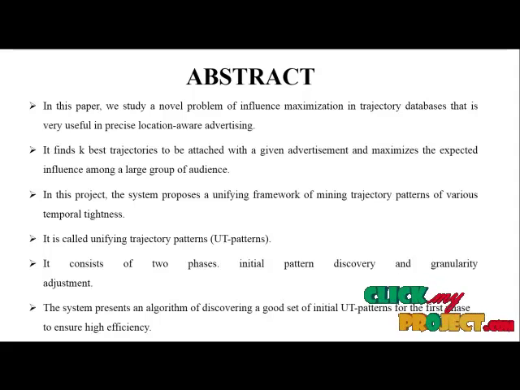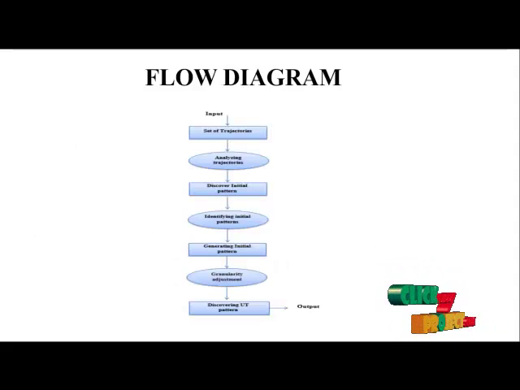In this project, the system proposes a unifying framework of mining trajectory patterns of various temporal tightness. It is called unified trajectory patterns. It consists of two phases: initial pattern discovery and gradual adjustment. The system presents an algorithm of discovering a good set of initial UT patterns for the first phase to ensure high efficiency. This is our data flow diagram.